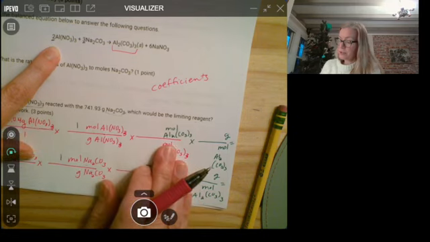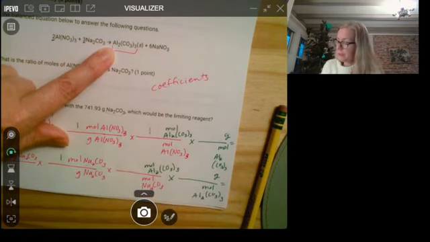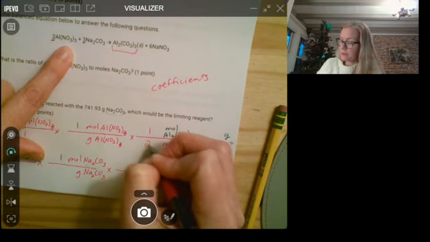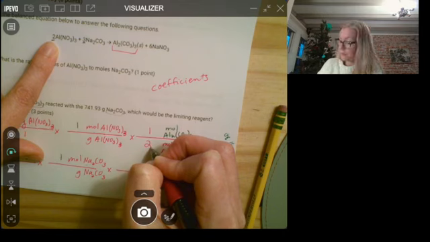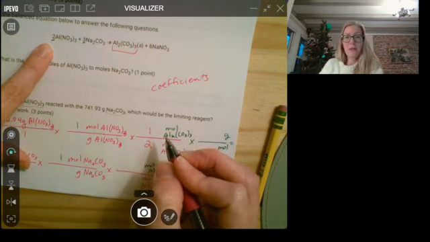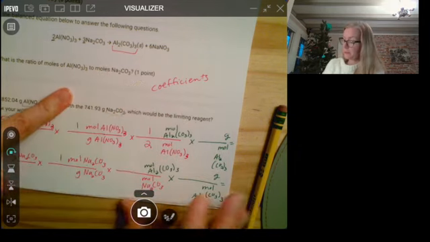So the coefficient of Al2(CO3)3, there's nothing in front of it, so its coefficient is a 1. And then Al(NO3)3 has a coefficient of 2. Okay, look at the number in front. So for every one of these, you need 2 of these. Does that make sense? It's a numerical ratio. For every one of these that's produced, you need to start with 2 of these.